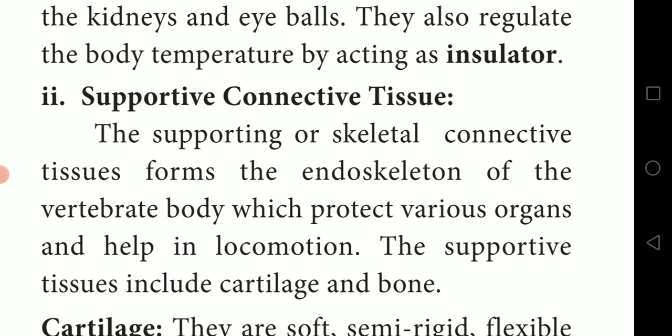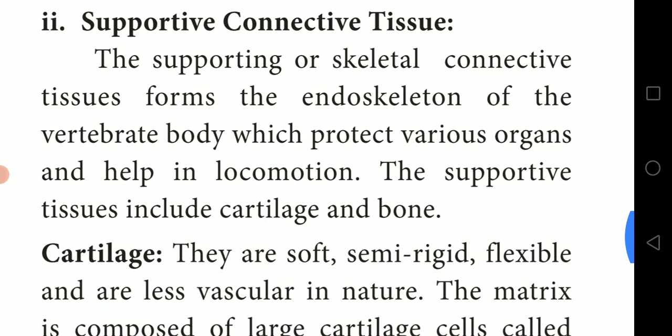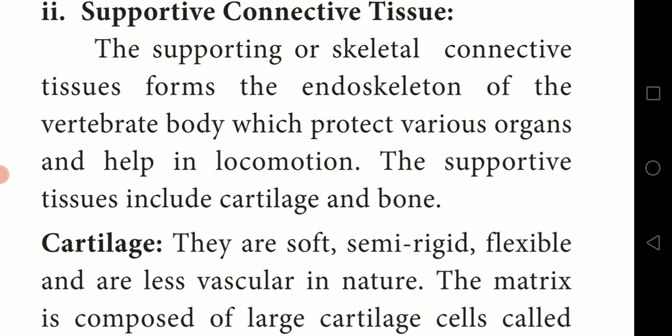The next one is the supportive connective tissues. Supporting skeletal connective tissues form the endoskeleton of the vertebrate body, which protects the various organs and helps in locomotion. Vertebrates are the animals which have a backbone. Do you know what locomotion means? Moving from one place to another place.